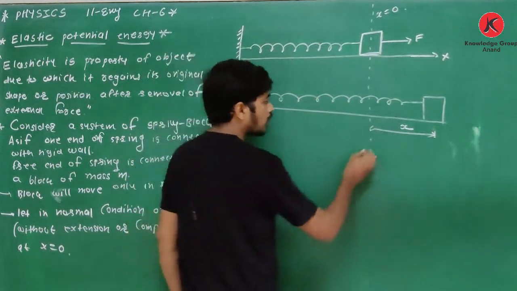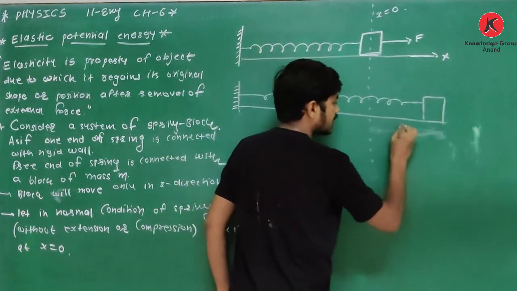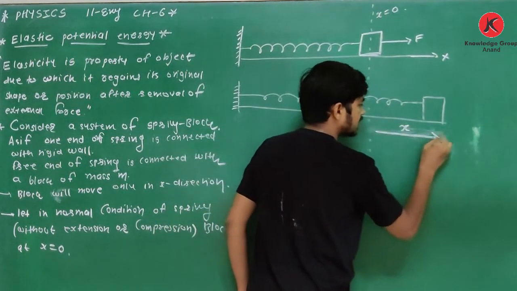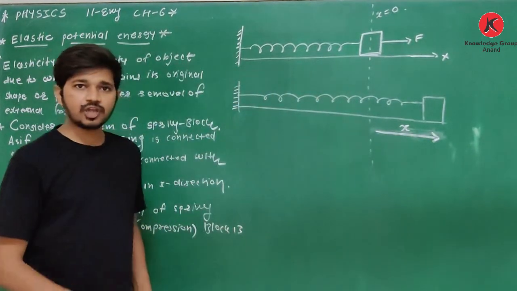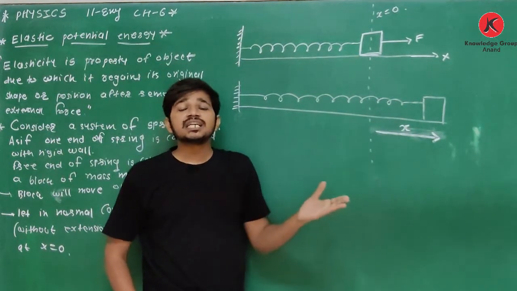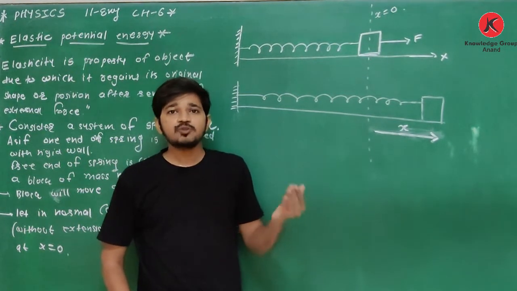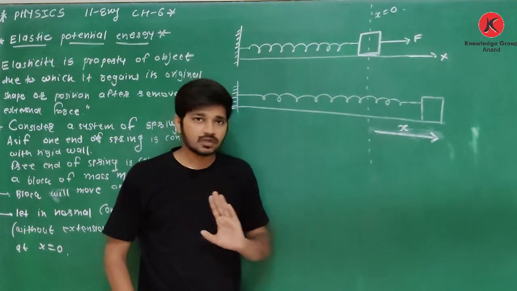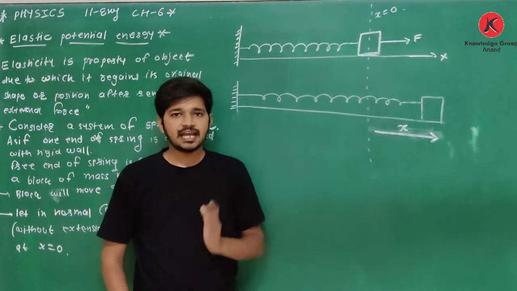So this block will move in this direction. Displacement is in this direction. See, displacement is in this direction. Clear about this? So if the block is displaced by distance x, what is the change in length of the spring? The change in length of the spring is x. Clear about this? Change in length of spring is x.